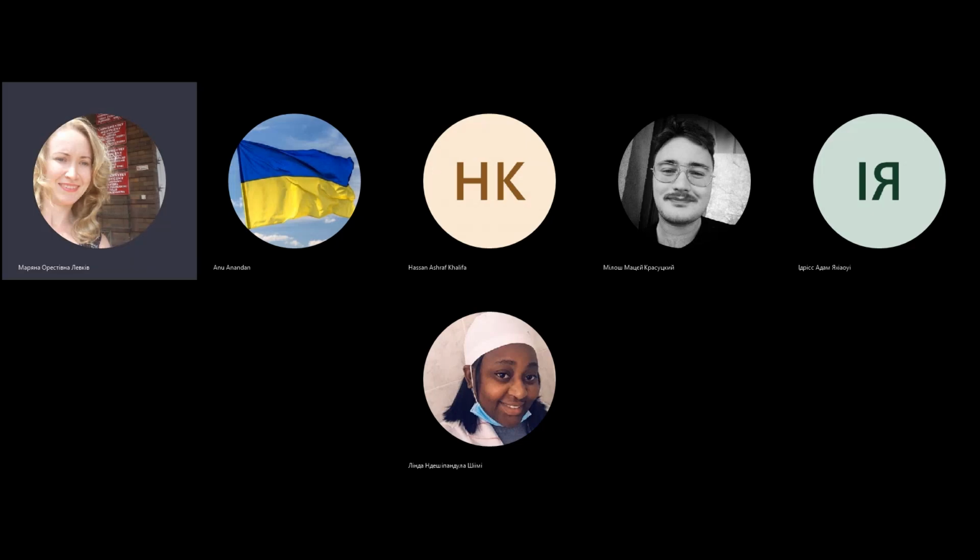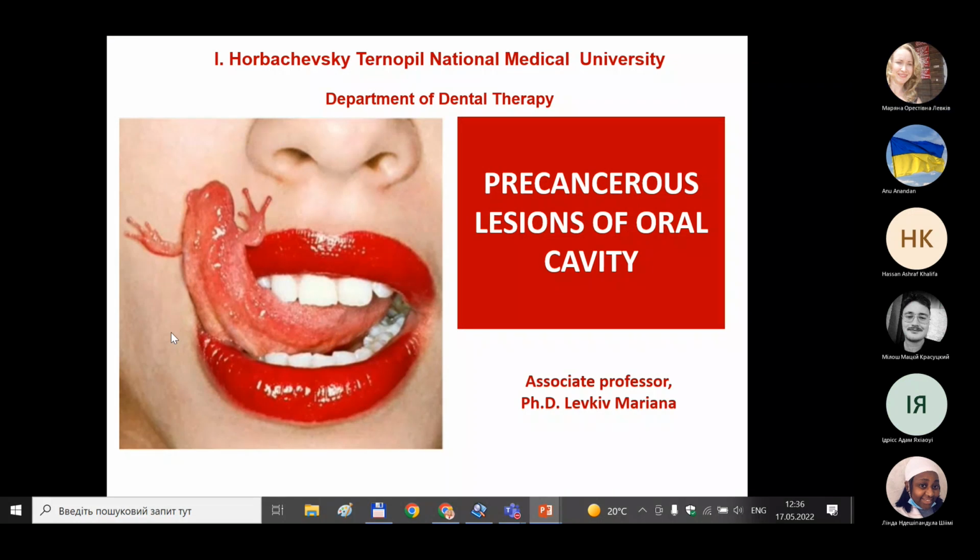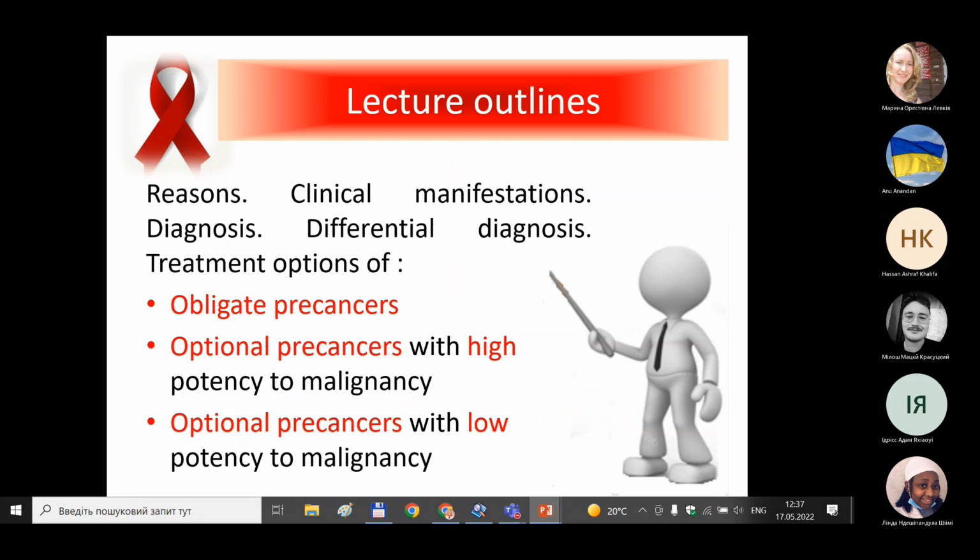Precancerous lesions of the oral cavity. Lecture outline: reasons, clinical manifestation, diagnosis, differential diagnosis, and treatment options of obligate precancers, optional precancers with high potency to malignancy, and optional precancers with low potency to malignancy.